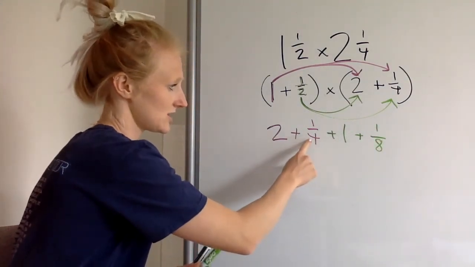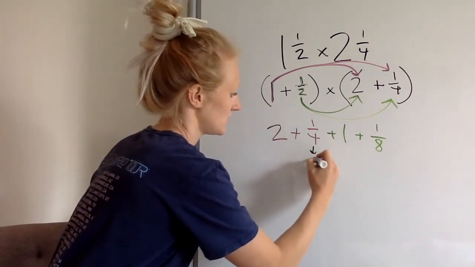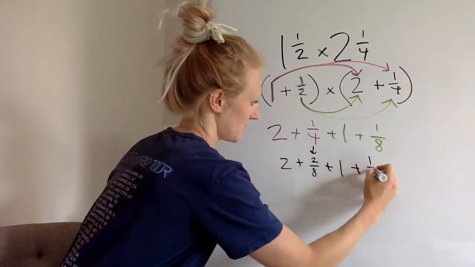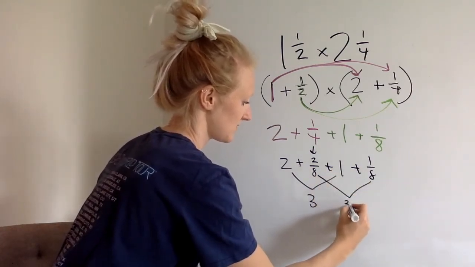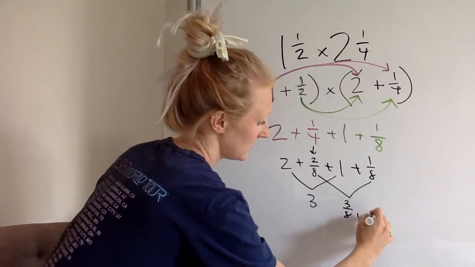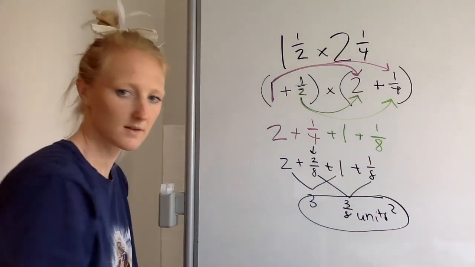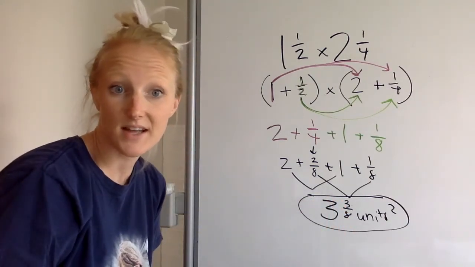I need to change this to eighths. So I'm going to make this 2/8. 2 plus 1 is 3. 2/8 plus 1/8 is 3/8. So my final answer would be 3 3/8 units squared for the area. Sorry, I'll make that 3 look a little bit more like a whole number. There you go. So that's the new strategy.